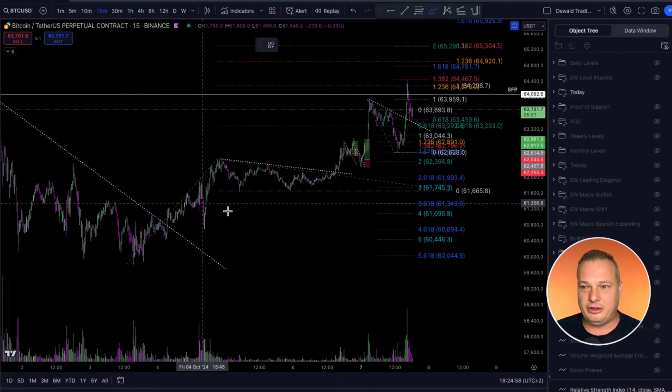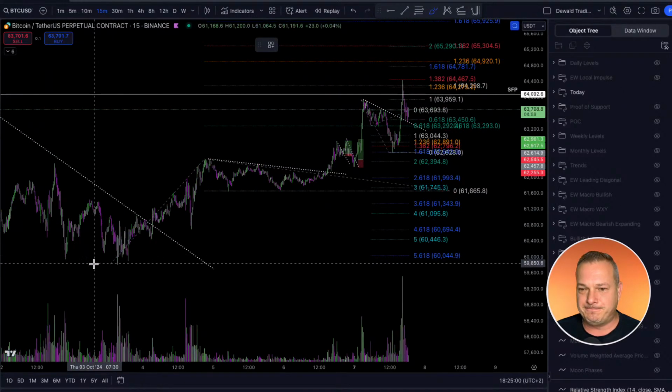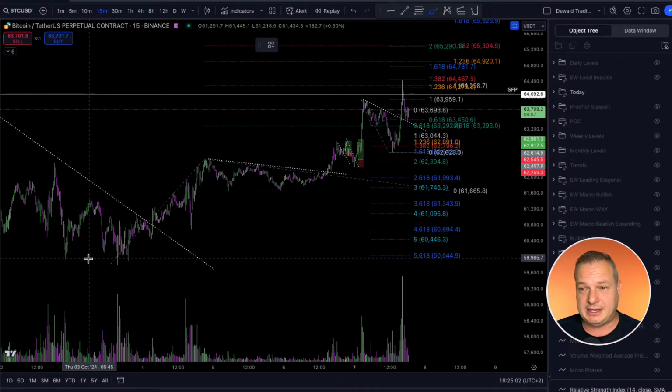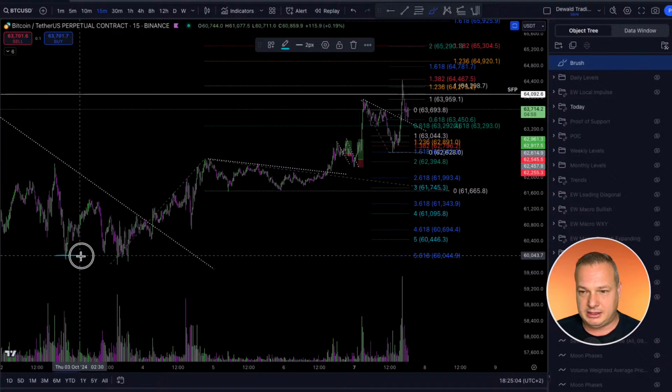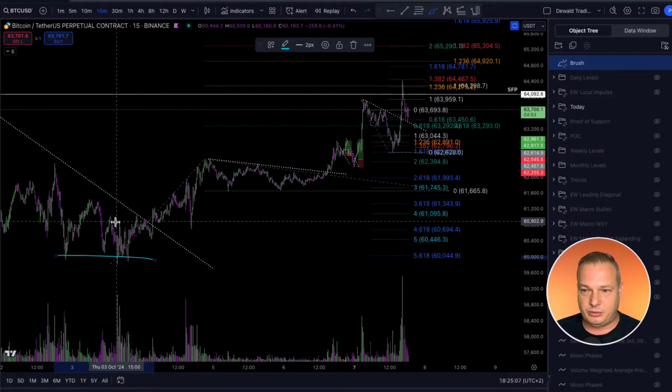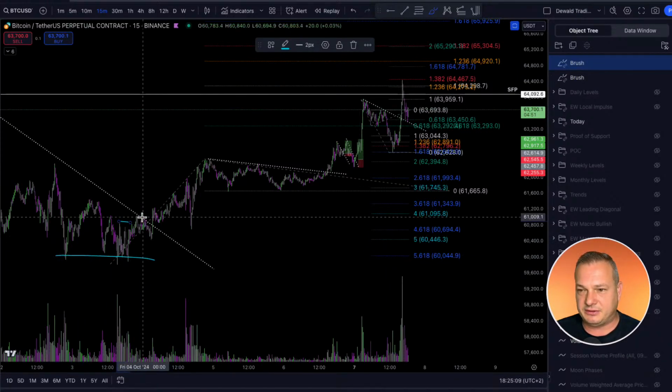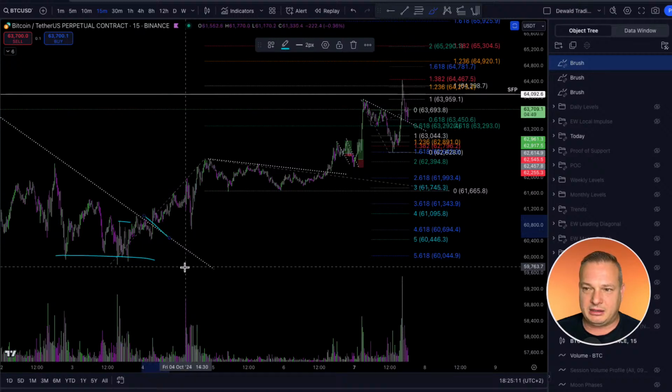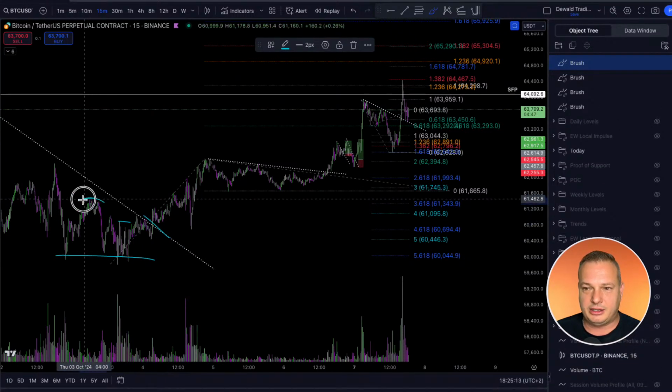So, a little bit of education, lots of trades taken in this opportunity. I longed the SFP over here. I took profits here by the high. Beautiful, successful trade. I did not play the breakout. As per my update, I was waiting for the high to be claimed.